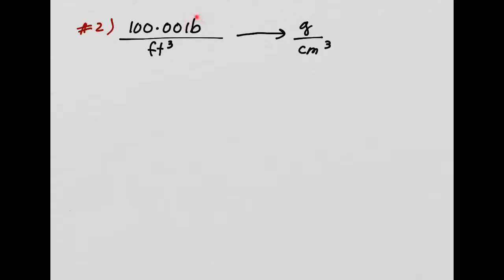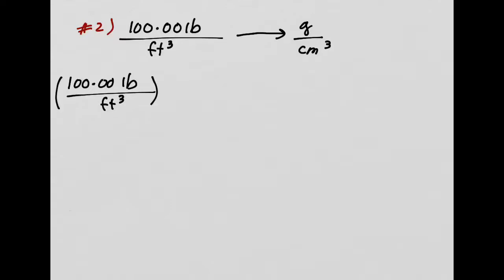Again, density is mass over volume. Pound is a mass unit. Cubic feet is a volume unit. But I want to convert it to a different unit for mass and volume. Alright, let's do this one together. You are going to do what we did before. You are going to write down what is given to you, which is 100.00 pounds over cubic feet.